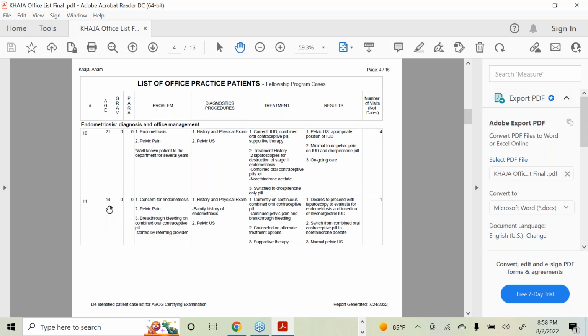I think we got a 14-year-old here, and it says concern for endometriosis. Can we talk about this case for maybe a few minutes? Sure. I think this might take the examiner's attention, just because of how we think about how endometriosis develops, and is that something we can diagnose in a 14-year-old? So I think they would ask you about a case like this on the exam.